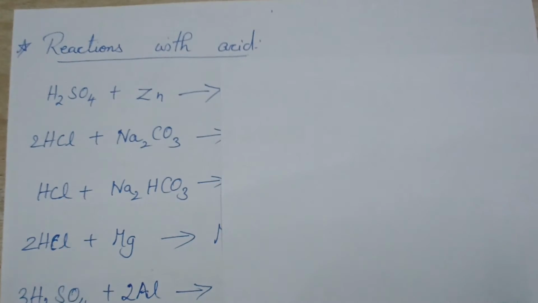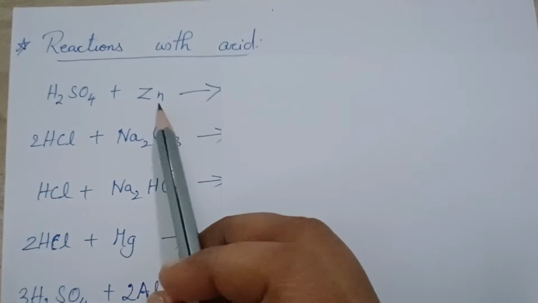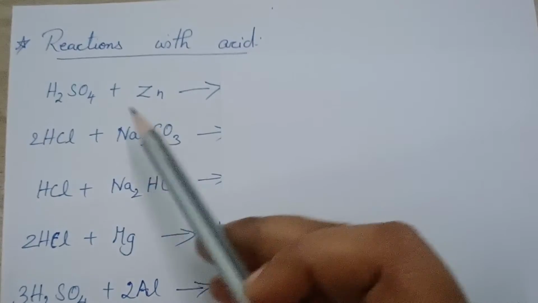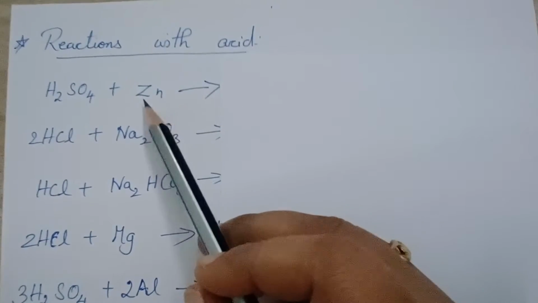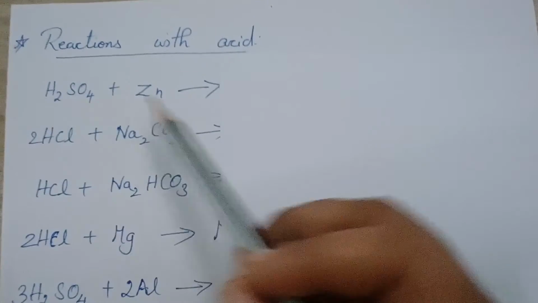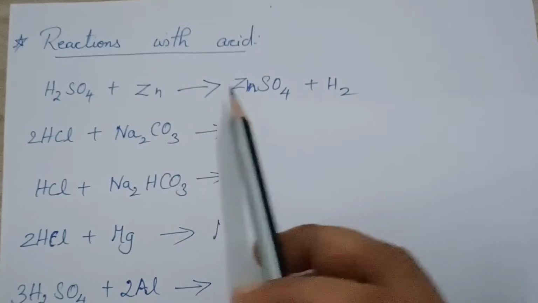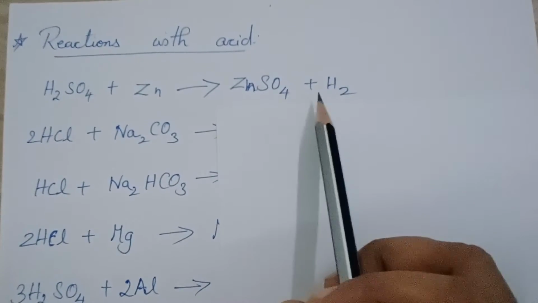Okay, so acid plus metal. Acid plus metal will give salt plus hydrogen gas, right? Sulfuric acid plus zinc gives zinc sulfate plus hydrogen gas. Your salt plus hydrogen. Zinc is more reactive than hydrogen, so it replaces it and gives zinc sulfate plus hydrogen.